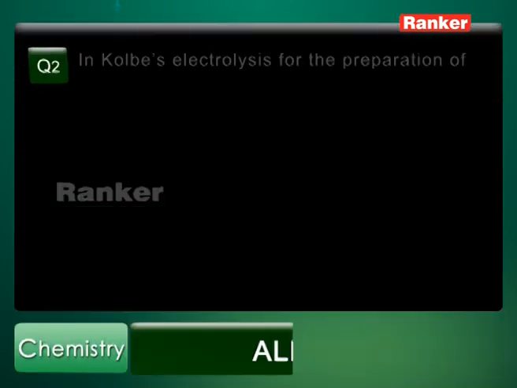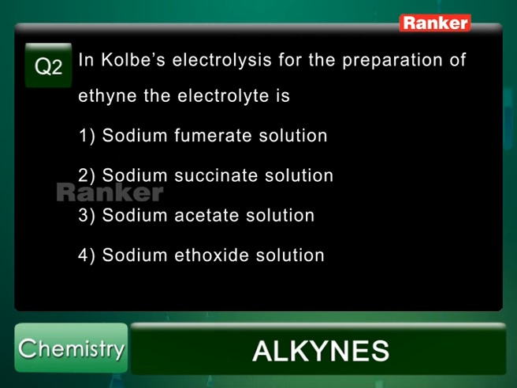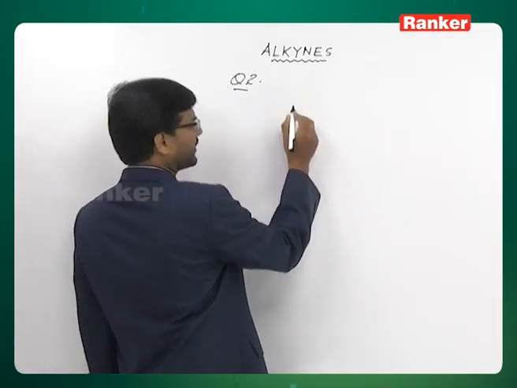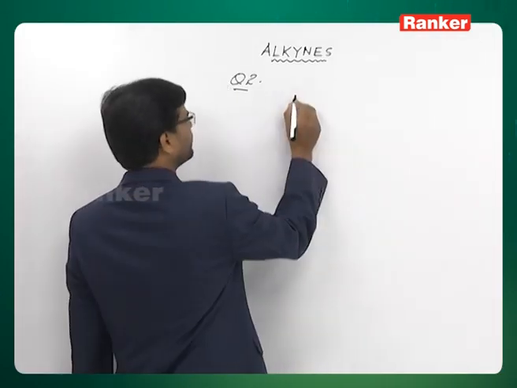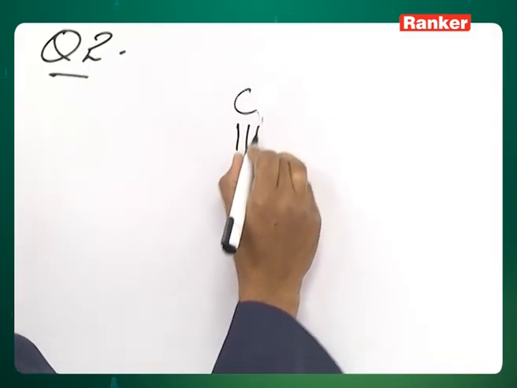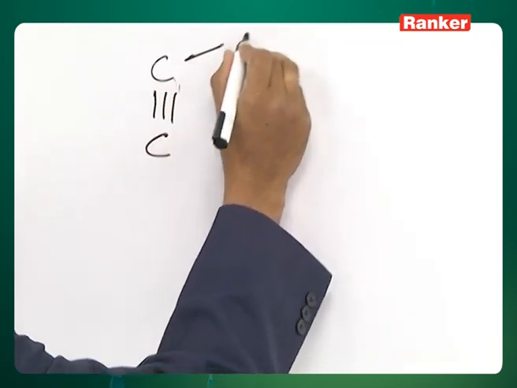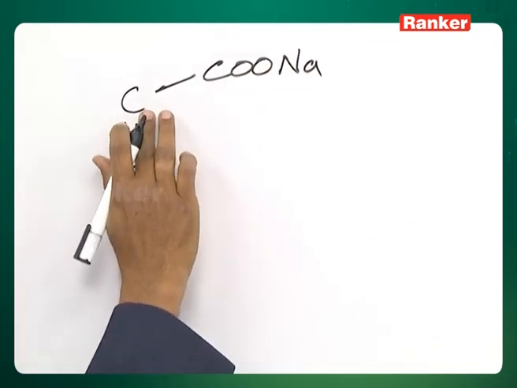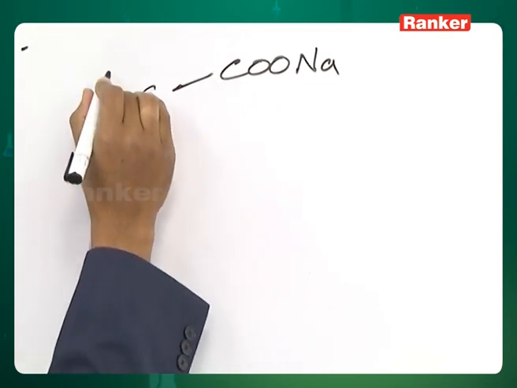Question number 2. In Kolb's electrolysis for the preparation of ethyne, the electrolyte is first option sodium fumarate, second option sodium succinate, third option sodium acetate, and fourth option is sodium ethoxide. See, the correct answer is sodium fumarate. I am going to write the structure of sodium fumarate. This is the triple bond, and you have COO-Na. Sorry, there is a double bond actually.